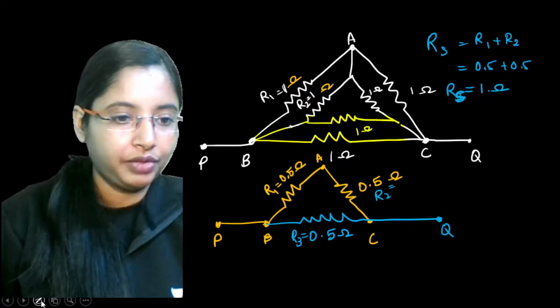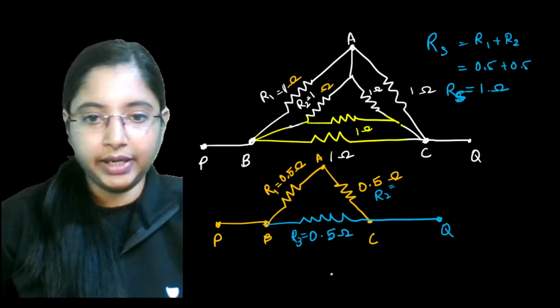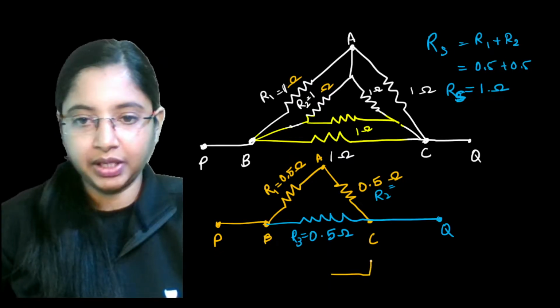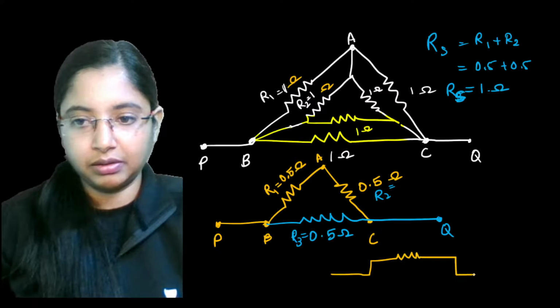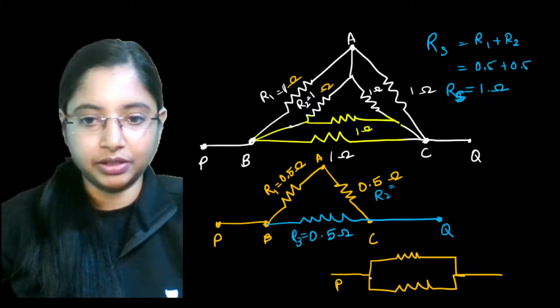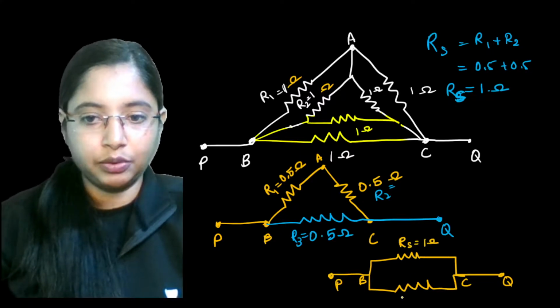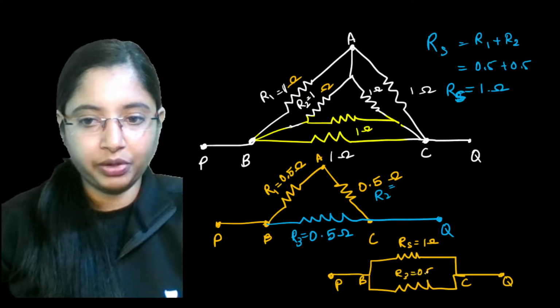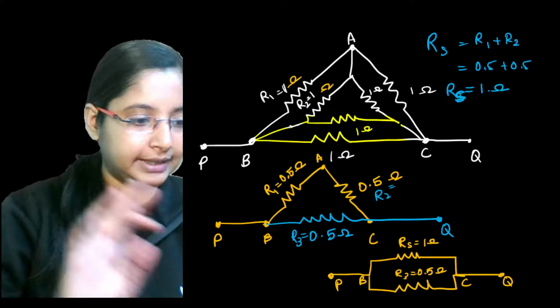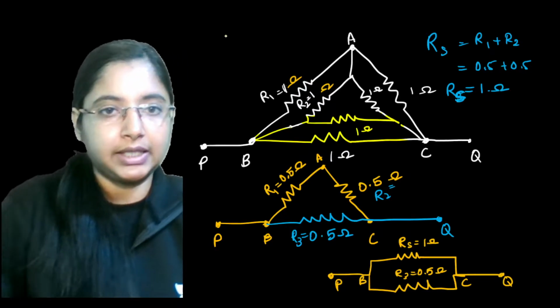So finally, across these two points, we have one resistor, and then we have another resistor across this point over here. This is across PQ, let's say this is B and C. In this case, this resistor value is 1 ohm. Now this resistor value is given as 0.5 ohms. Now instead of these two, if you want to find the equivalent resistance, these two are connected in parallel.